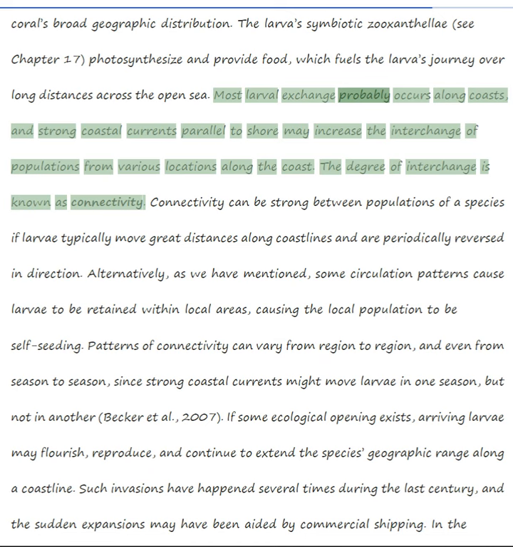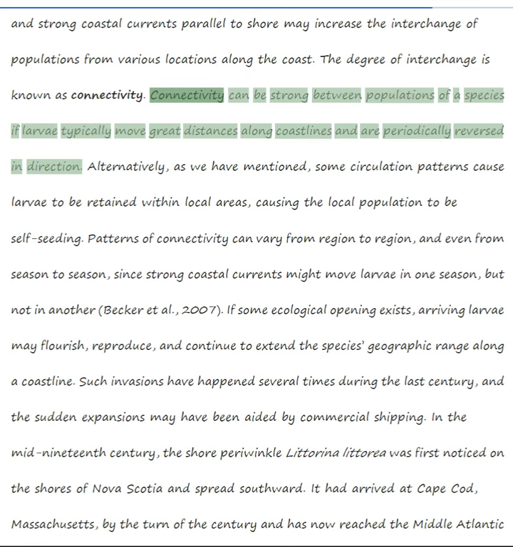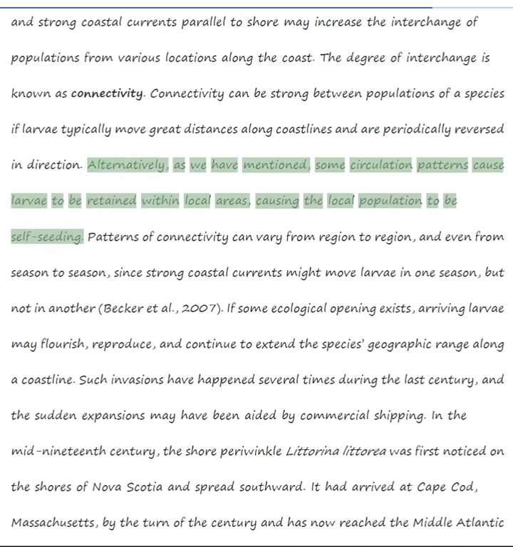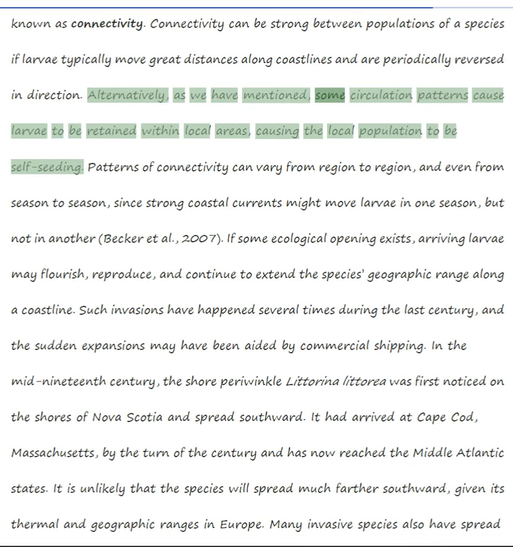Most larval exchange probably occurs along coasts, and strong coastal currents parallel to shore may increase the interchange of populations from various locations along the coast. The degree of interchange is known as connectivity. Connectivity can be strong between populations of a species if larvae typically move great distances along coastlines and are periodically reversed in direction. Alternatively, as we have mentioned, some circulation patterns cause larvae to be retained within local areas, causing the local population to be self-seeding.